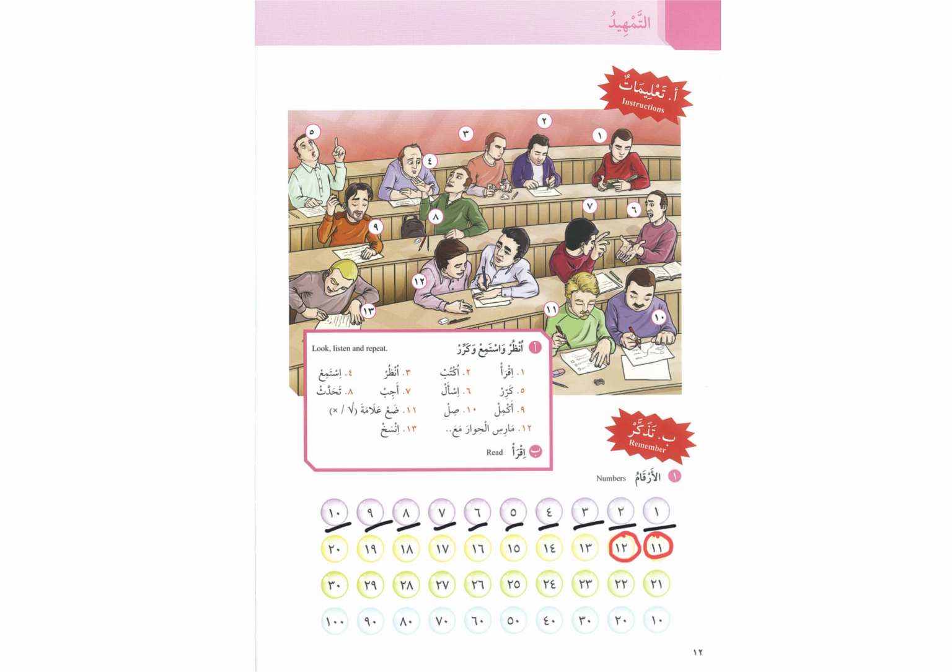The rest of them from 13 to 19 follow the same pattern, the unit and then the 10. ثلاثة, but you put a fatha at the end of the unit. So the number 3 has a fatha. ثلاثة عشر, أربعة عشر, خمسة عشر, ستة عشر, سبعة عشر, ثمانية عشر, تسعة عشر. And then 20 is عشرون.